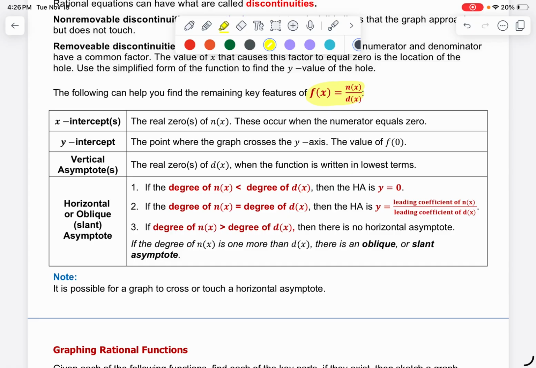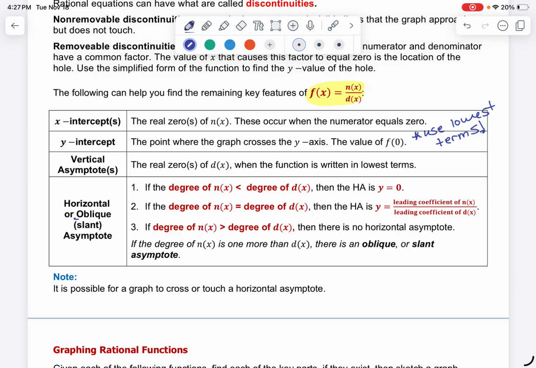So the x-intercepts are the real zeros of the numerator. These occur when the numerator equals 0. The y-intercept is the point where the graph crosses the y-axis, and so you have to find the value of f of 0. Just a reminder to use the lowest terms form of your equation to find the x and y-intercepts. Okay, vertical asymptote, the real zeros of d of x when the function is written in lowest terms. So when you've taken out any common factors that represent holes. Okay, and then here is a summary of your rules for horizontal asymptotes.